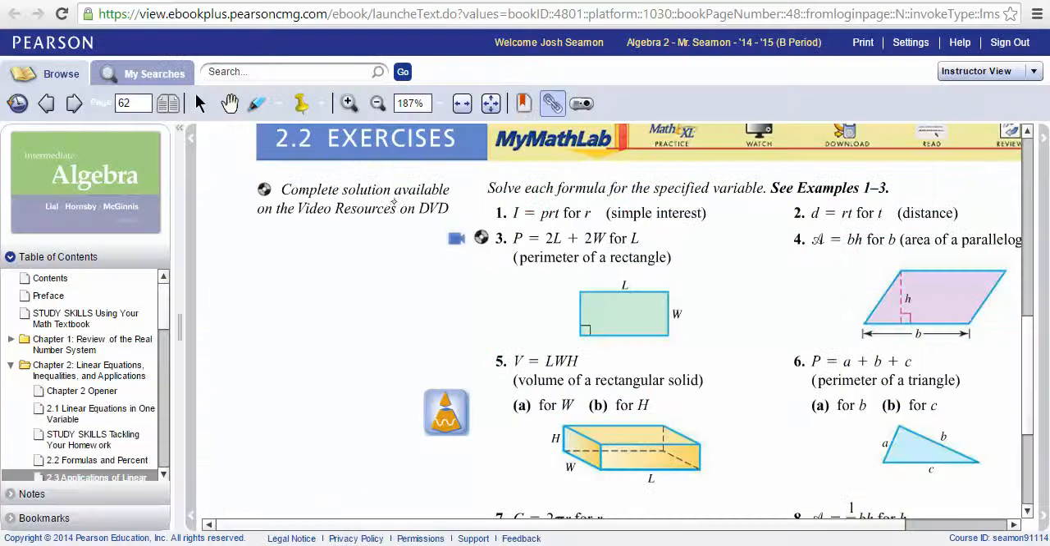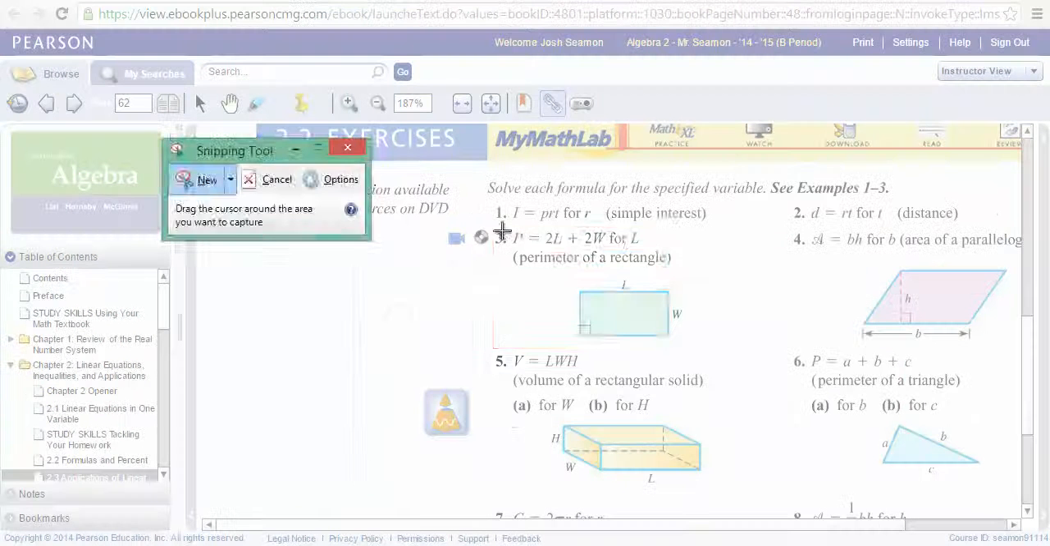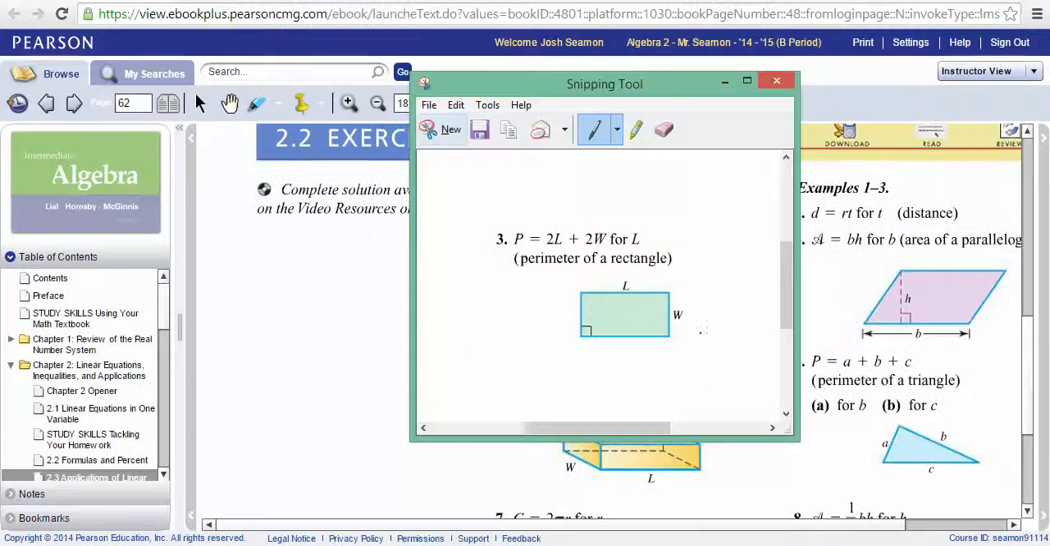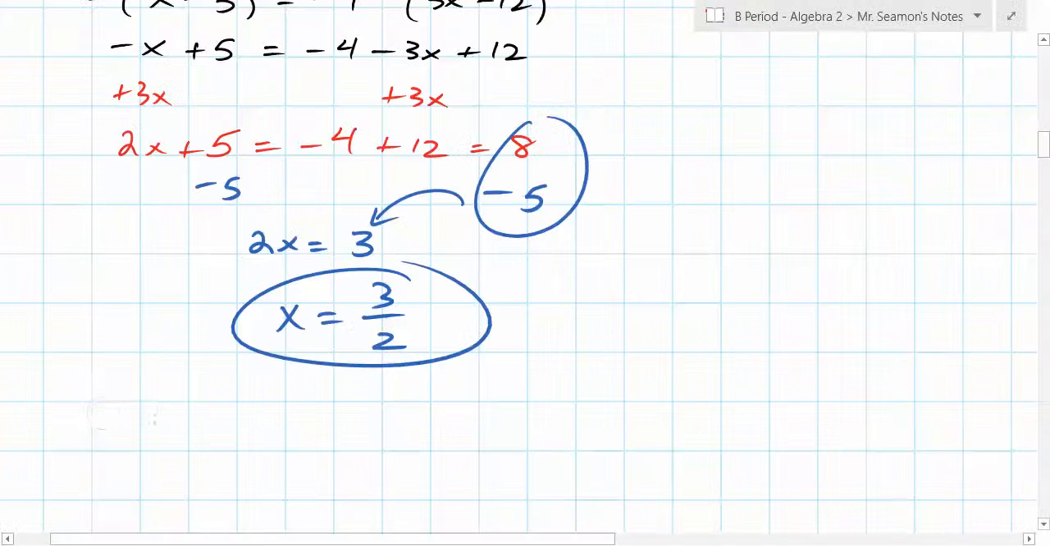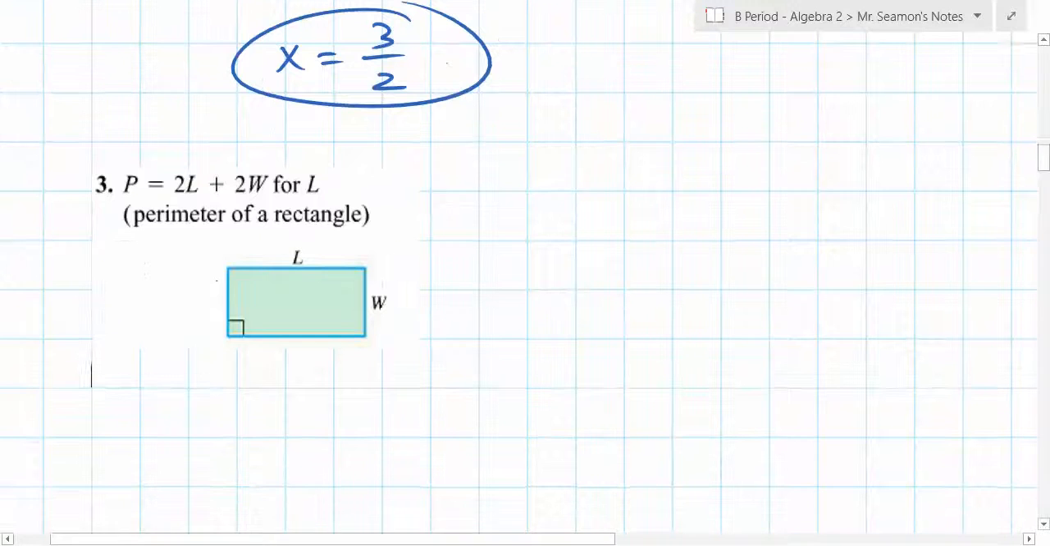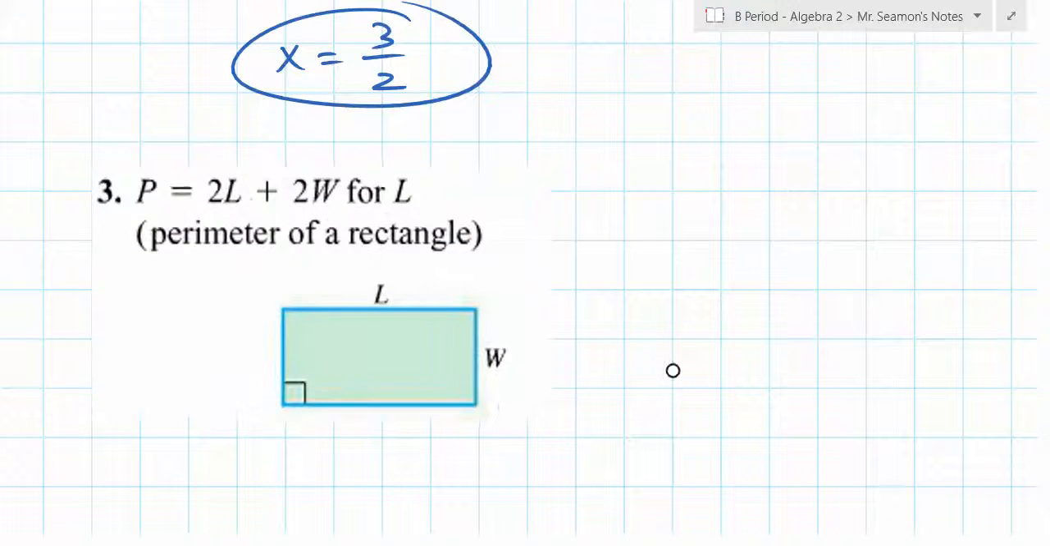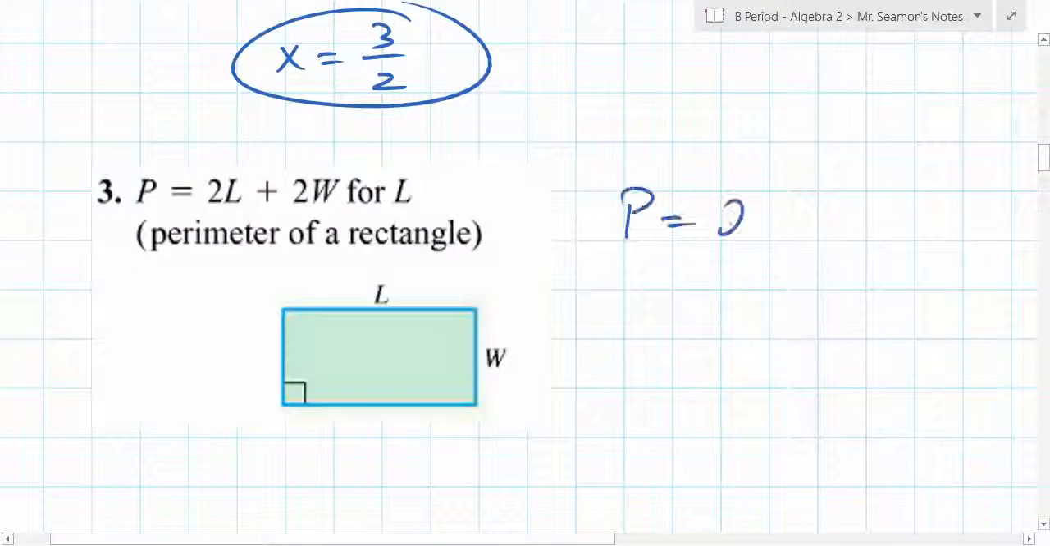Yeah, okay. So I think we talked about one similar to this one. So on number 3 here, what's it asking you to solve for? It's asking for L, right? So you're taking P is equal to 2L plus 2W. And which one are you solving for? Solve means you're isolating it.